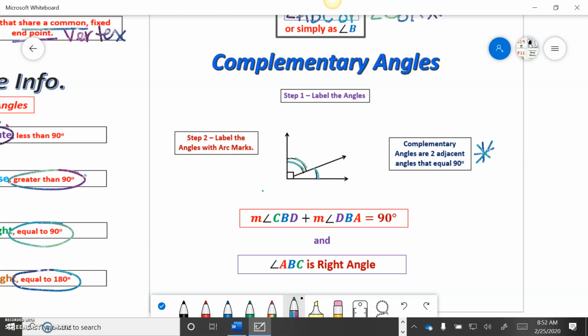So we could even put some letters here. We could say A, B, C, and we can put the D here. So you can see that C, B, D plus D, B, A does in fact equal our right angle. We can see our symbol there. So ABC is a right angle. So for example, maybe this was 30 and this was 60. Then we could see, yes, that 30 plus 60 is 90.